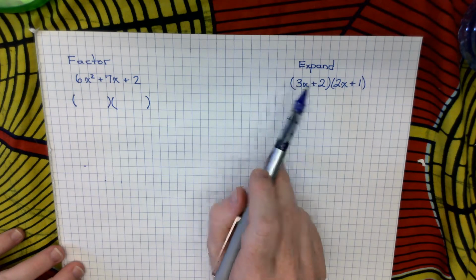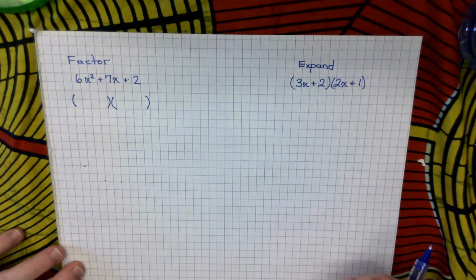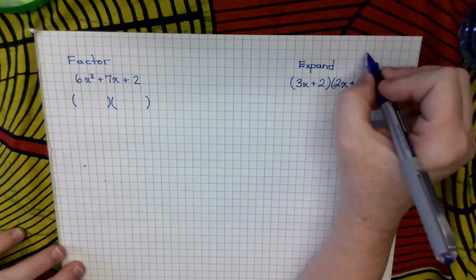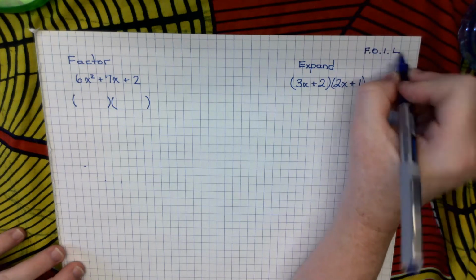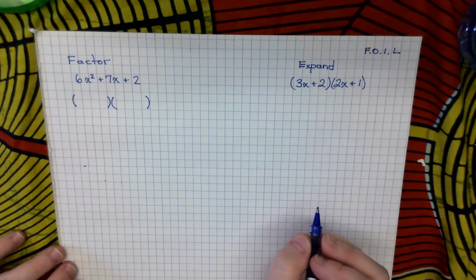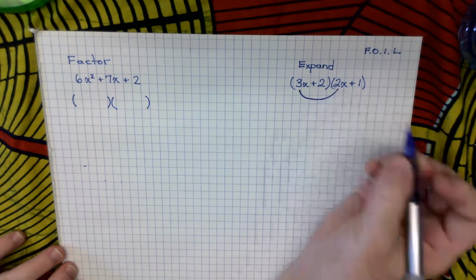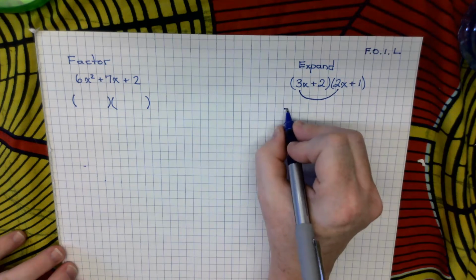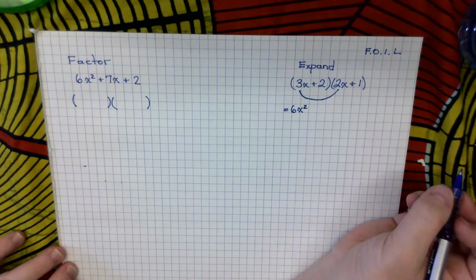So right now I have two bracketed terms. I have one expression 3x plus 2, and I have the other expression 2x plus 1. So I'm going to go ahead and expand this using a FOIL. So first, outside, inside, last. Okay? So let's multiply the first terms together. So 3x times 2x. So that's going to be 6x squared.